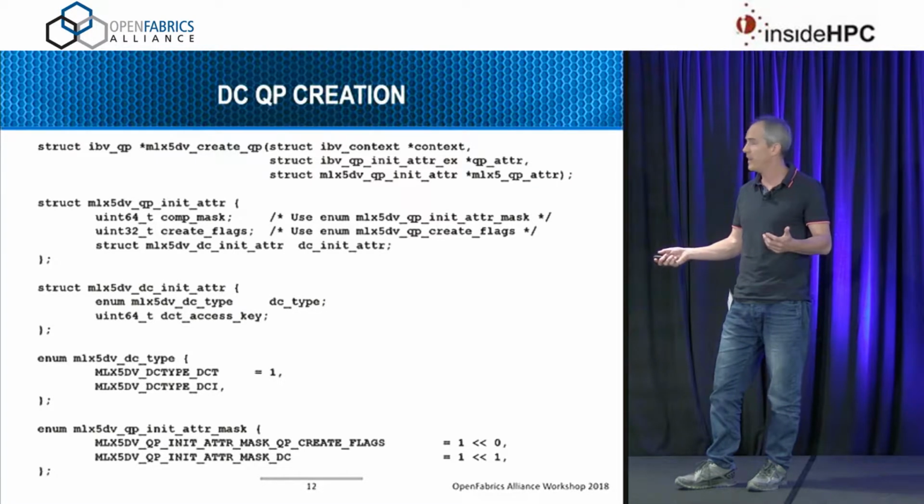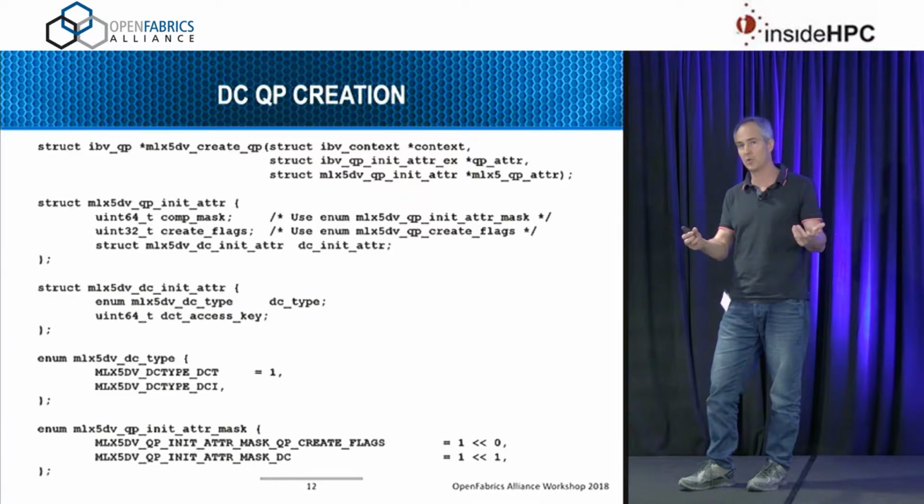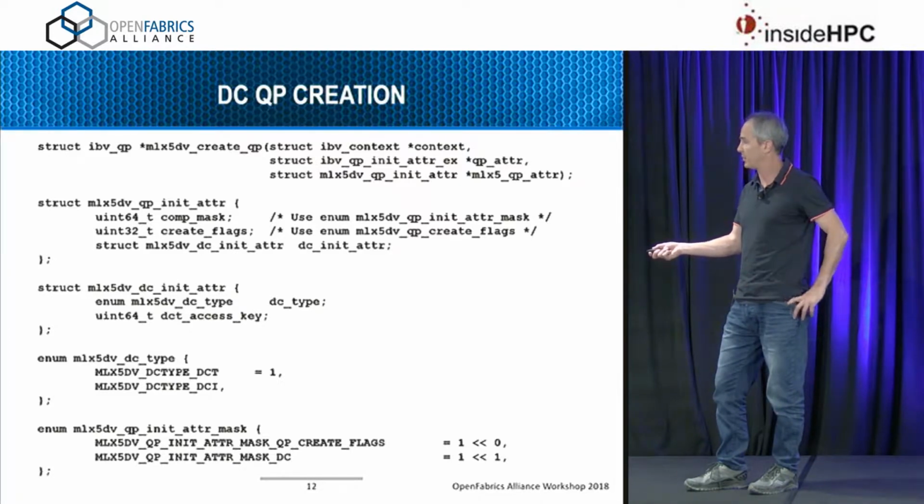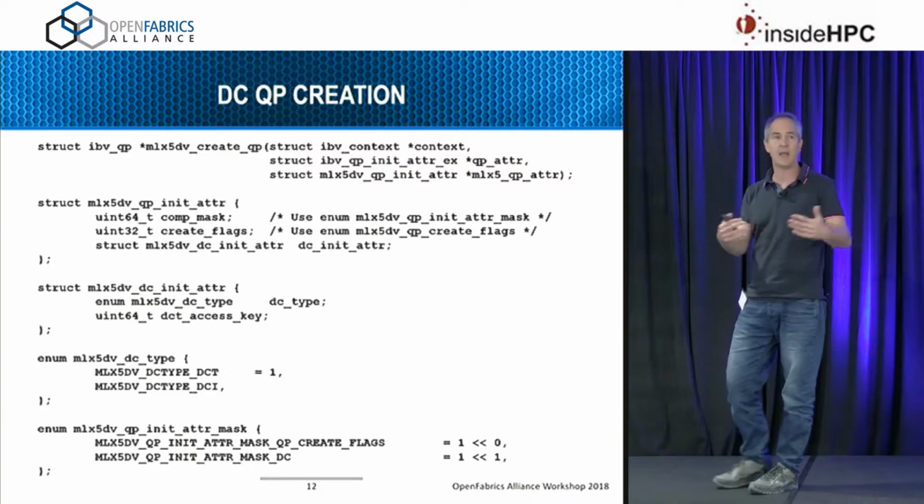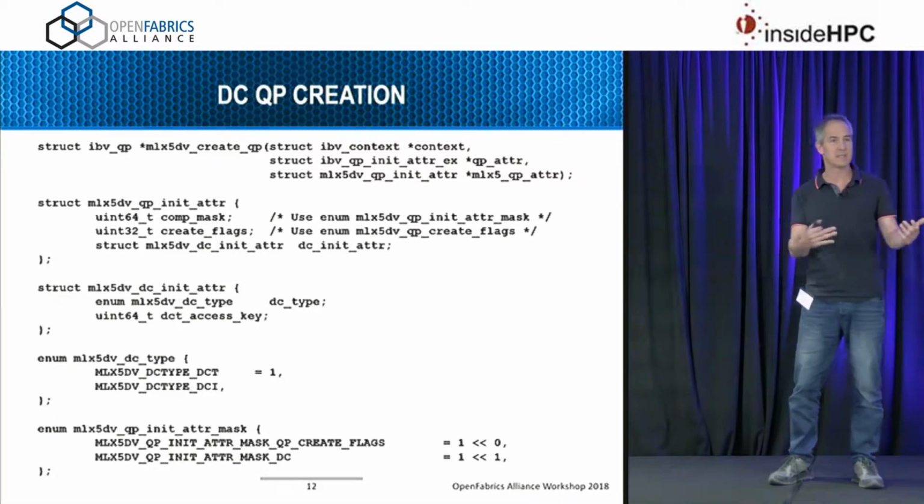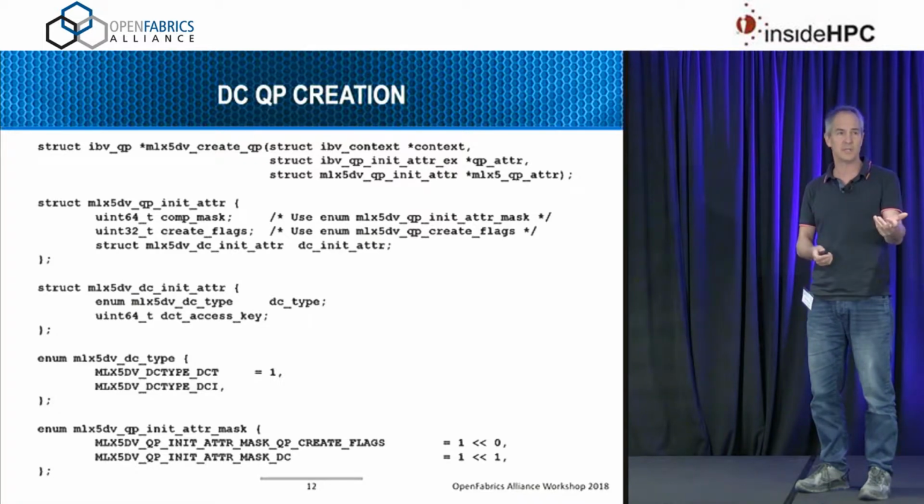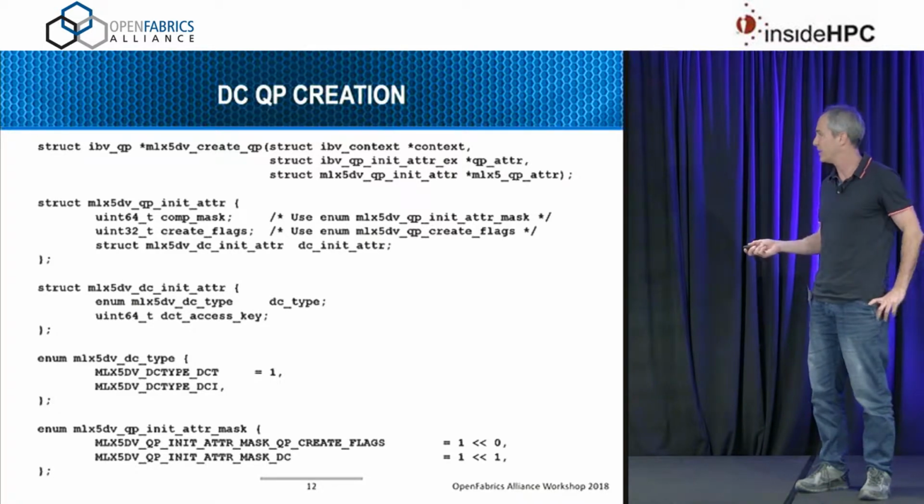Again, DC is not symmetric. You have to choose your initiator and your target, so you have to specify if it's a target or initiator when you create it. That's the DC type. And we have some access keys which are used to allow connecting DCs dynamically between them. So I can connect only to a DC QP which has a similar key to mine.